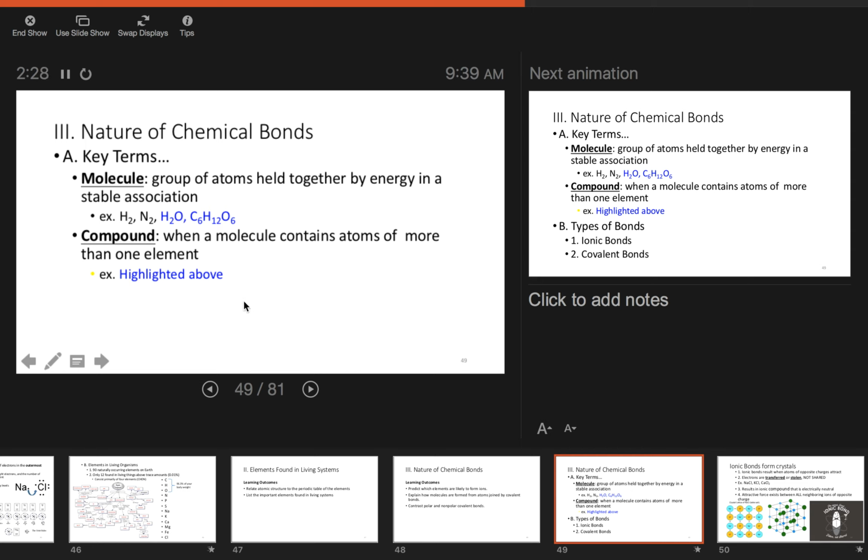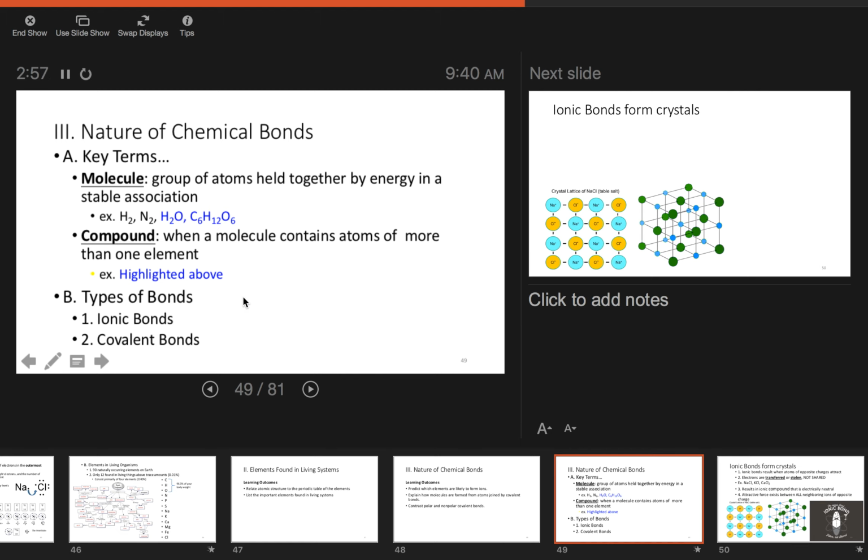Now, a compound is when a molecule contains atoms of more than 1 element. So these examples up here in blue are examples of compounds because I have 2 or more different elements found in that molecule. These are not compounds because they are comprised of the same element. I think there's a saying out there that goes, all compounds are molecules, but not all molecules are compounds.